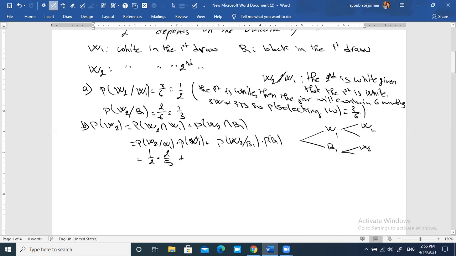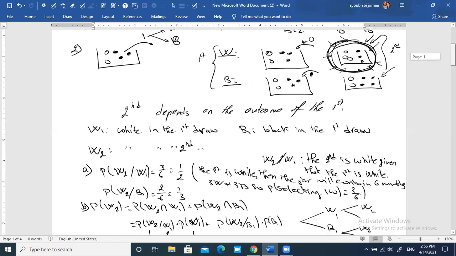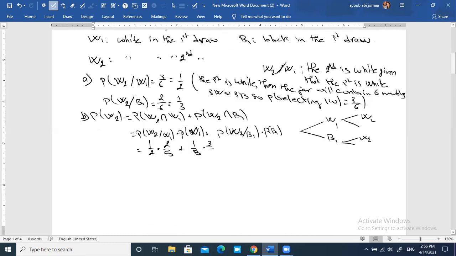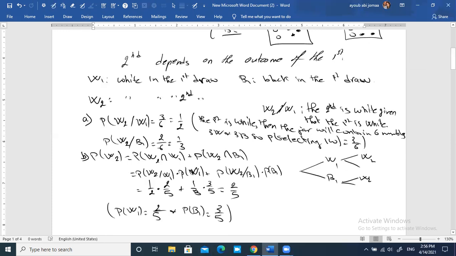2 over 5, plus W2 given that B1, which is 1/3, times the probability of B1, meaning the first marble is black, 3/5. And then the answer will be 2/5. So between brackets, the probability of W1 is 2/5 and the probability of B1 is 3/5. The probability of getting a white marble came out 2/5.